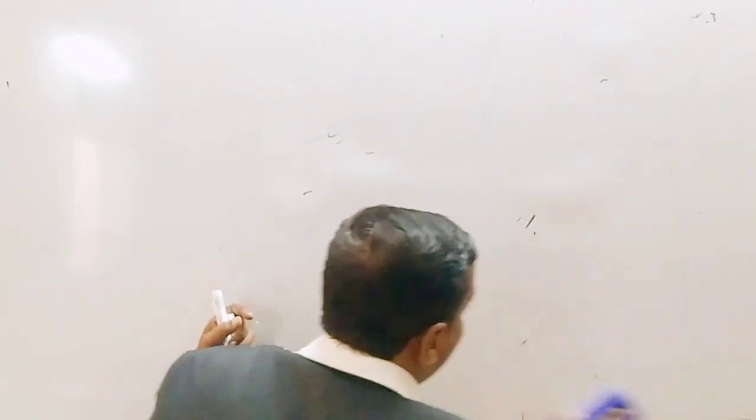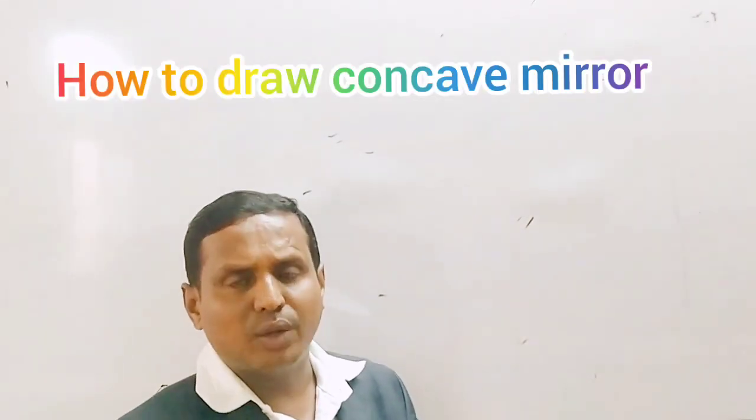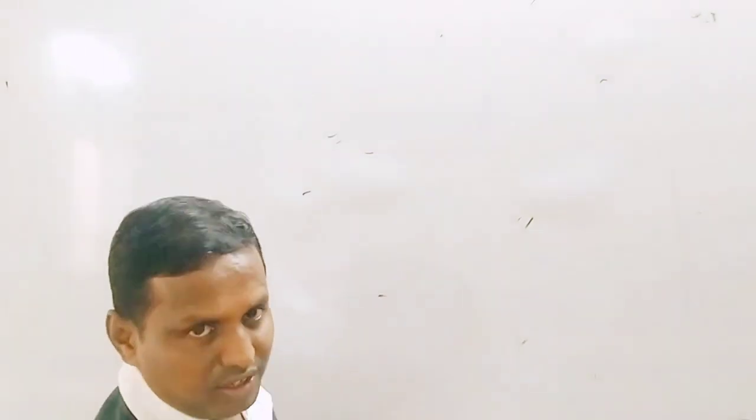Here, first of all, every mirror has some parts. I would like to note the keywords here. Some important definitions are there: pole, center of curvature, radius of curvature, focus, focal length. So I will draw the diagrams here.